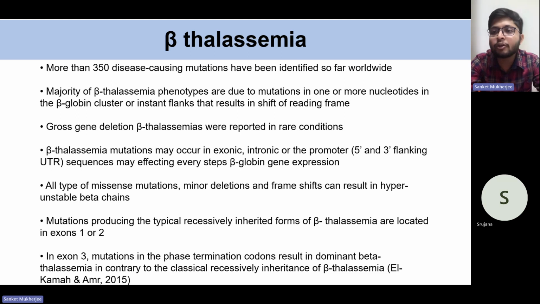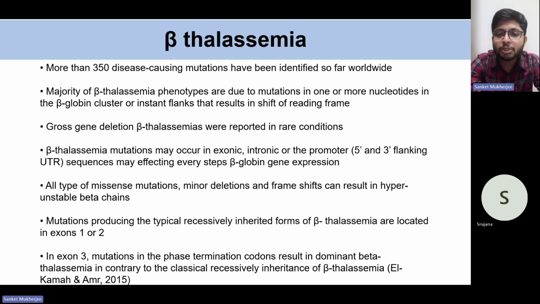You can see the epidemiology of beta thalassemia. It's given in your lectures. So the majority of beta thalassemia phenotypes are due to mutation in one or more nucleotides in the beta globin cluster, or its flanks, that result in a shift in the reading frame. The open reading frame is shifted. Gross gene deletions in beta thalassemia were reported in rare conditions.